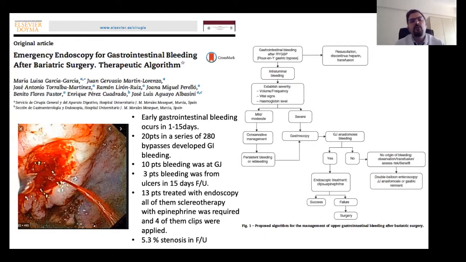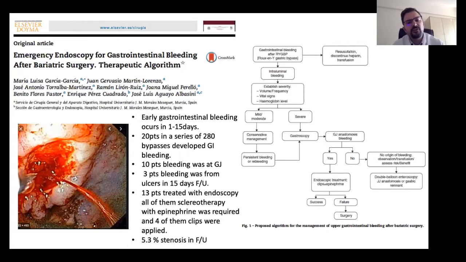When you have an intraduodenal bleeding, you have to resuscitate the patient first, and you should stop all the anticoagulants, and then you have to check by endoscopy if it's intraduodenal or not. If it's a mild, moderate bleeding, you can do conservative management, giving patients some fresh frozen plasma and banked blood. But if it's a persistent bleeding, you can check with gastroscopy.